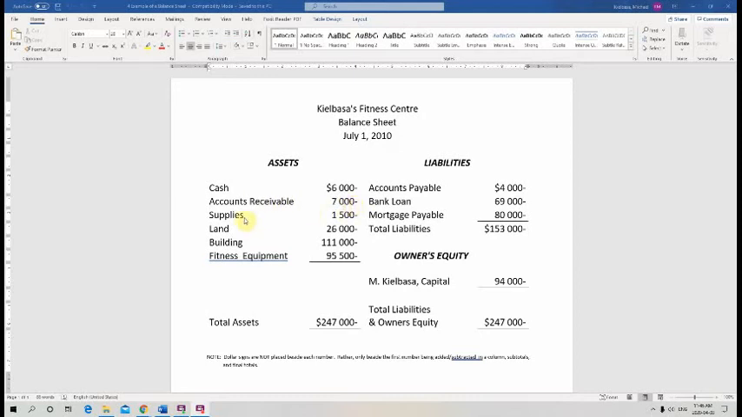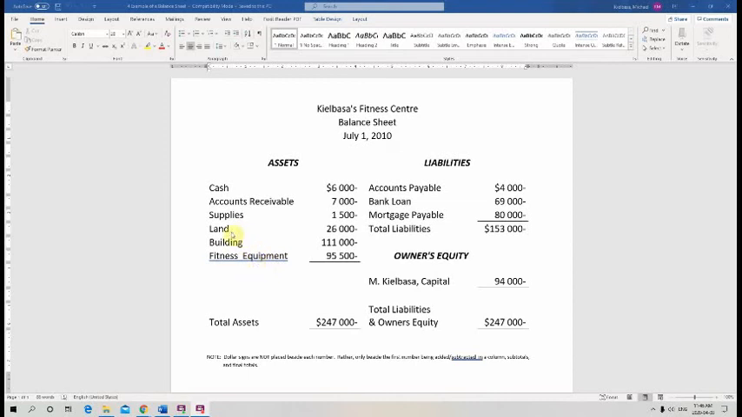And then finally supplies. Now supplies is liquid because if we ran into financial difficulty, we could go to another business and chances are they would buy our supplies. Okay? So they're relatively easy to change into cash. Now once we've listed our assets based on liquidity, then we start listing them according to what we call useful life. And useful life is how long we're going to have them. So our bigger items like land, building, equipment, they get listed according to useful life.